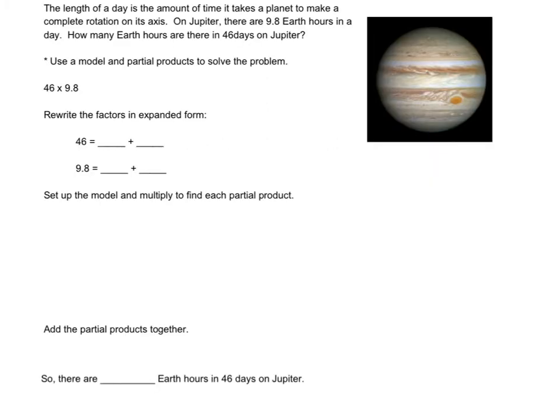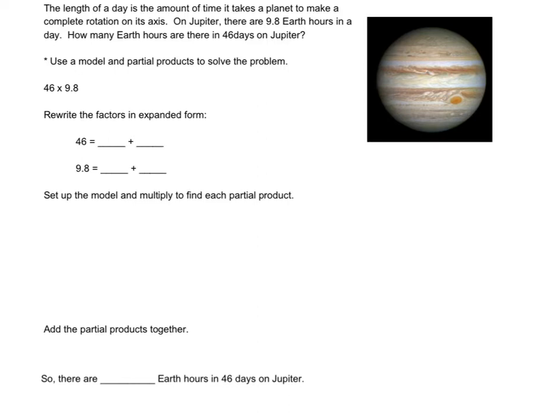The length of a day is the amount of time it takes a planet to make a complete rotation on its axis. On Jupiter, there are 9 8/10 Earth hours in a day, so it rotates pretty quickly. We need to know then how many Earth hours there are in 46 days on Jupiter. We're going to use a model and partial products to solve the problem. So our problem, of course, is 46 times 9 8/10.